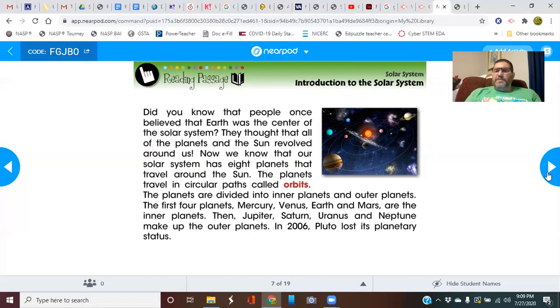Now, what keeps all the planets from floating away from the sun? Well, the simple answer to that is Jupiter, or not. The simple answer to that is gravity. Gravity is the force that keeps things closely tied together.